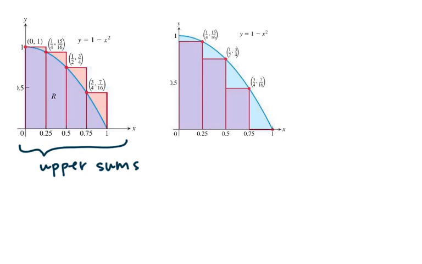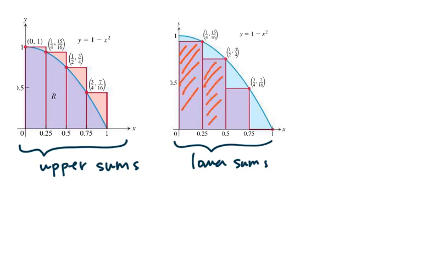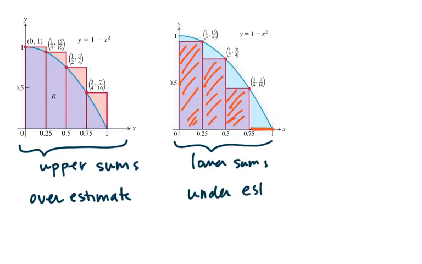So what is the difference between the upper sums and the lower sums? Well, the lower sums underestimate. You can see that the area of these 4 shaded rectangles is less than the area of our blue curve R that we were originally looking at. And in fact, my 4th rectangle has a height of 0, so there's 0 area. So in this situation, the upper sums overestimate and the lower sums underestimate.